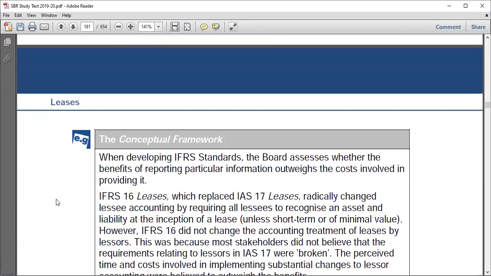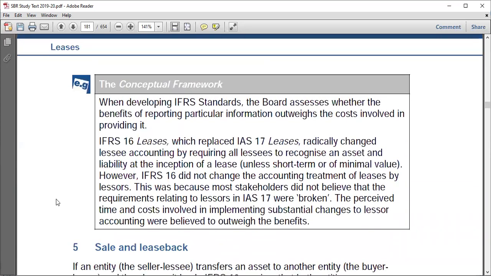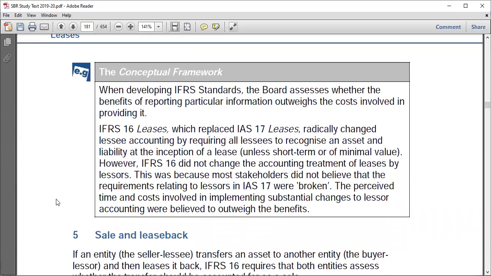Okay, now this is just the reference to the conceptual framework, nothing much. We say the conceptual framework does not override any standards. So when they are against the standard, we follow the standard. But also, as we said before, IFRS 16 replaced IAS 17, right? They changed the leasing accounting by requiring all leases to recognize an asset and a liability at the inception of the lease. Do you see this?